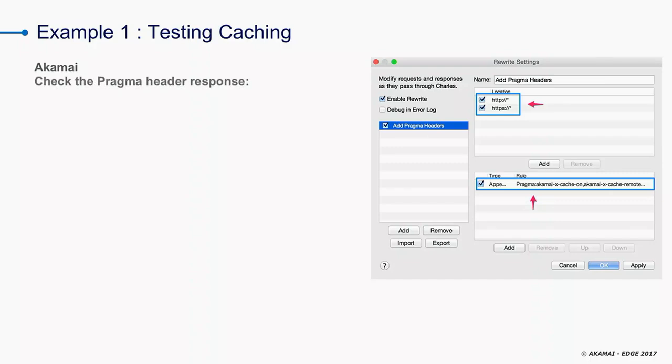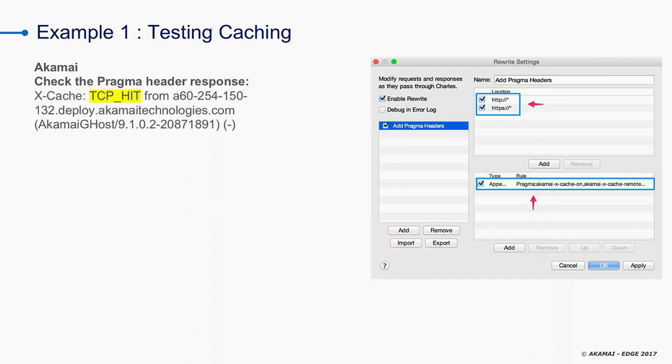We look at a few caching related headers like X-Cache, right? So TCP hit means that the response is served from the Akamai cache. If it is TCP miss, it means that it got the response from the origin. In fact, there are multiple values that this can hold, and that you can find in the documentation as well.